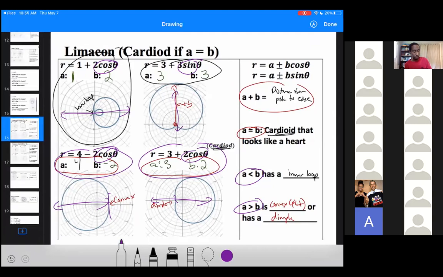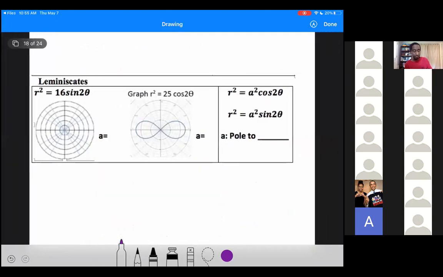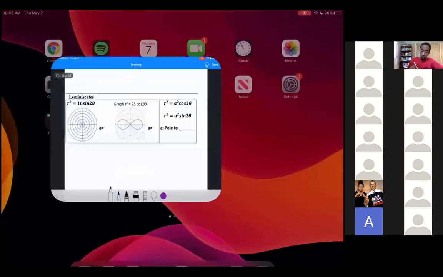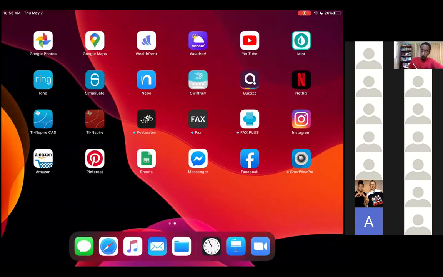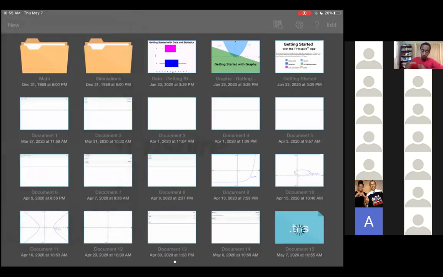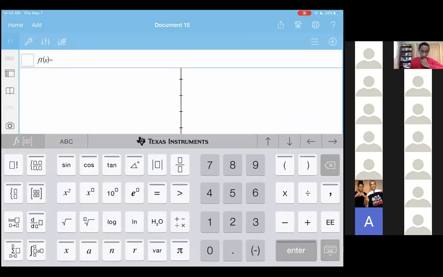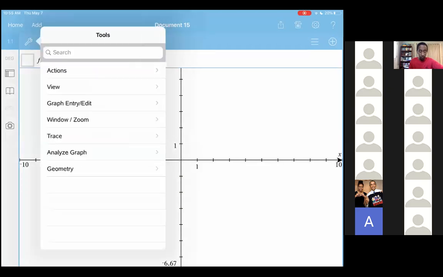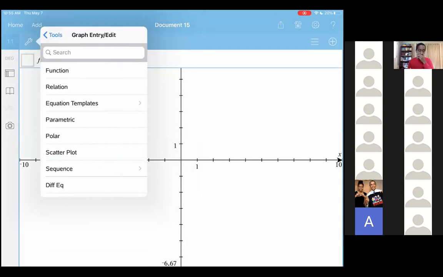Okay. Lemniscates. This is the next one. So for a lemniscate, by the way, you can graph some of these if you have an Inspire calculator to double check your work. Let me see if I can show you that, because that's a kind of new feature. If you go to graph entry, and then these are polar.